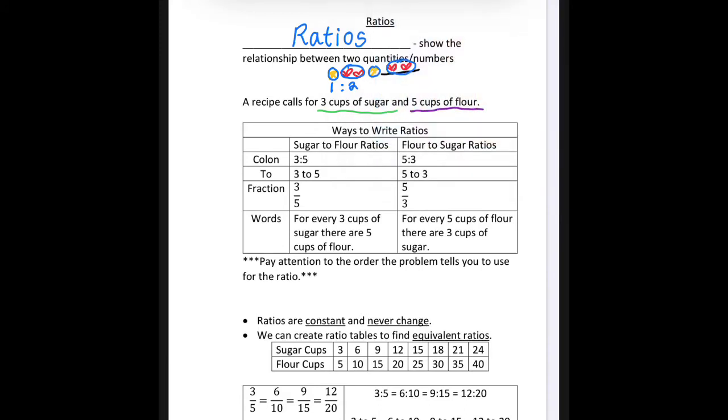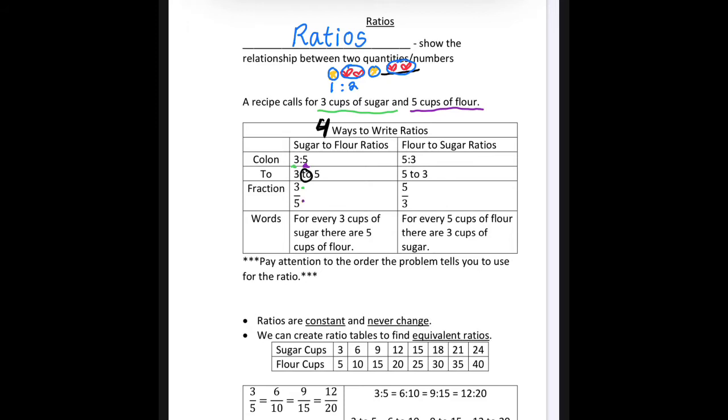There are actually 4 different ways to write ratios, and you're going to see them written all 4 ways. First is with a colon. So we have 3 cups of sugar to 5 cups of flour, and the colon is just a way of representing the word to. This is not like time on a clock. This is representing a ratio. So 3 to 5, and as a fraction, 3 to 5.